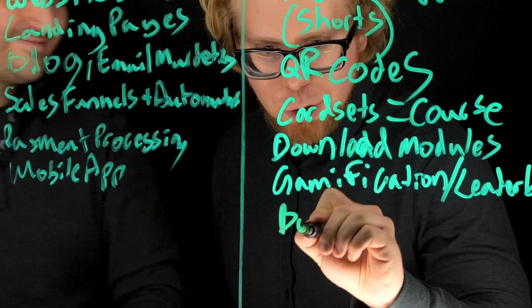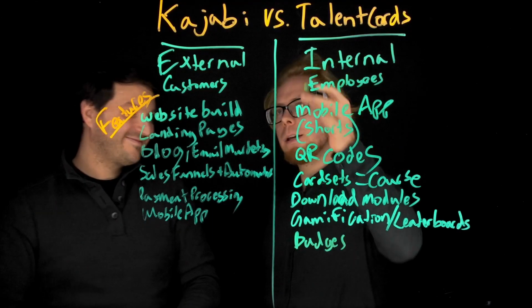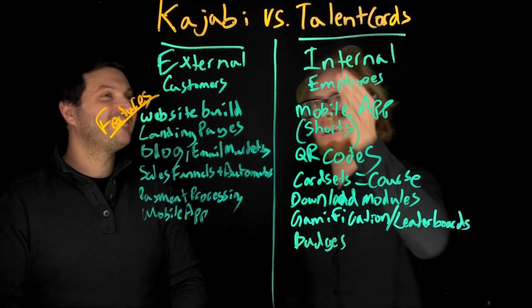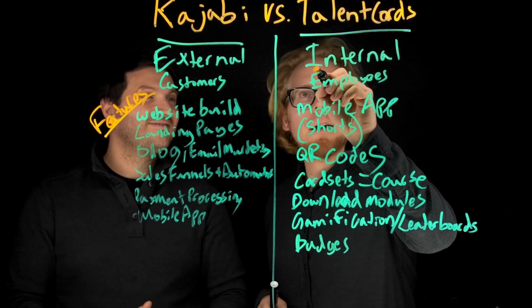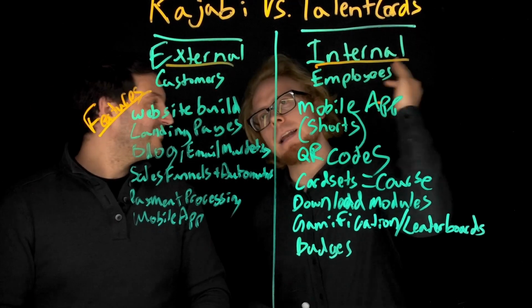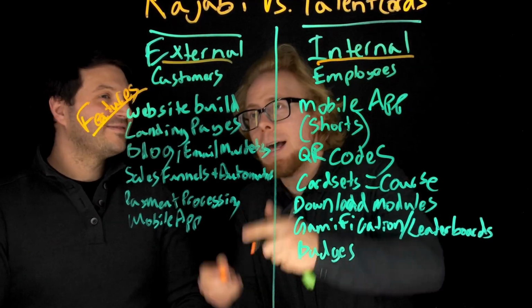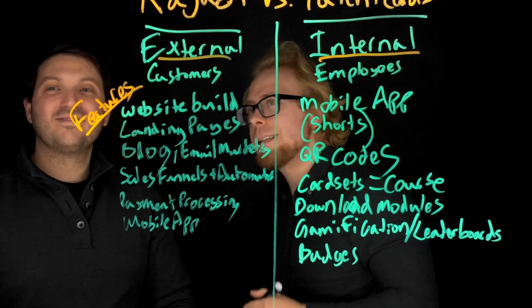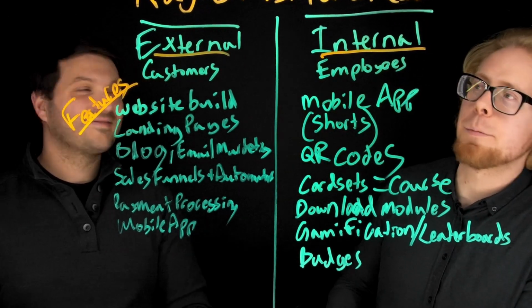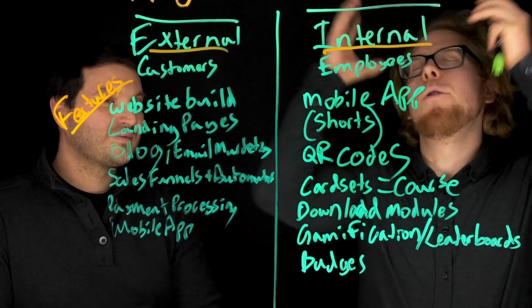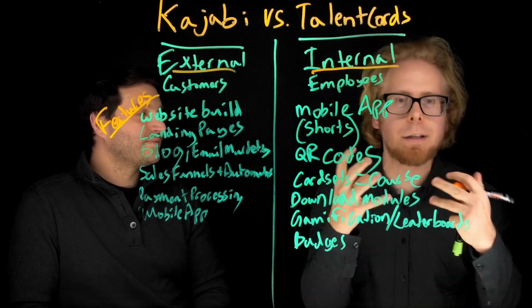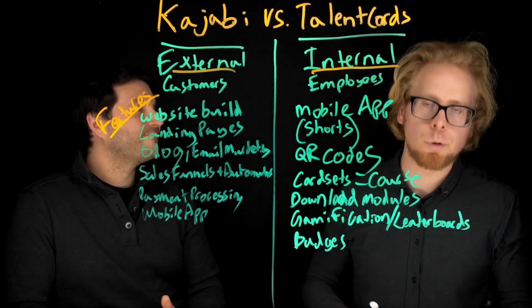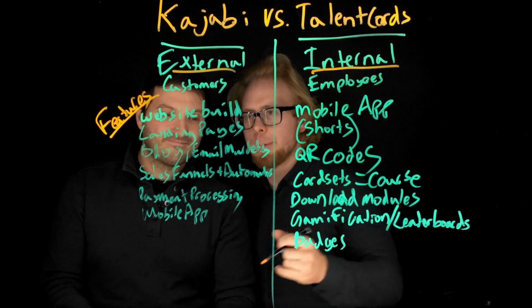And you got badges. But when you look at the difference between an internal and an external LMS, this is what you're usually going to see. An external LMS should have everything that Kajabi has. With that being said, Kajabi may be the only external LMS that has all of this. When you're looking at an internal LMS, you're looking at LMSs that are really working with learner engagement or employee engagement. So let's look at the pricing really quick.